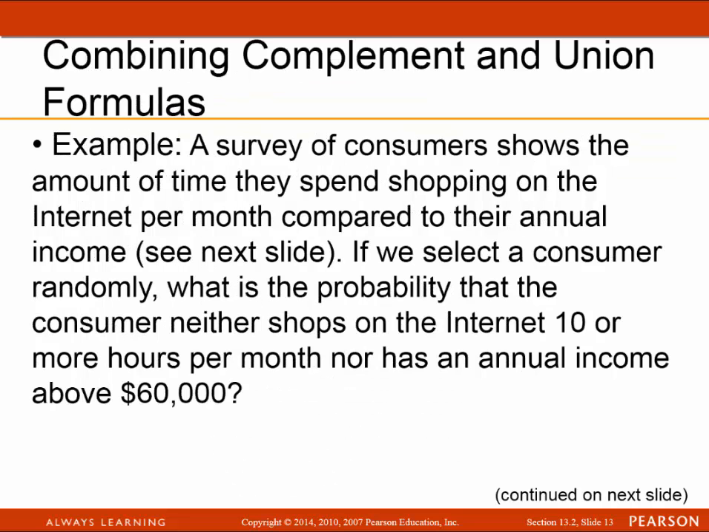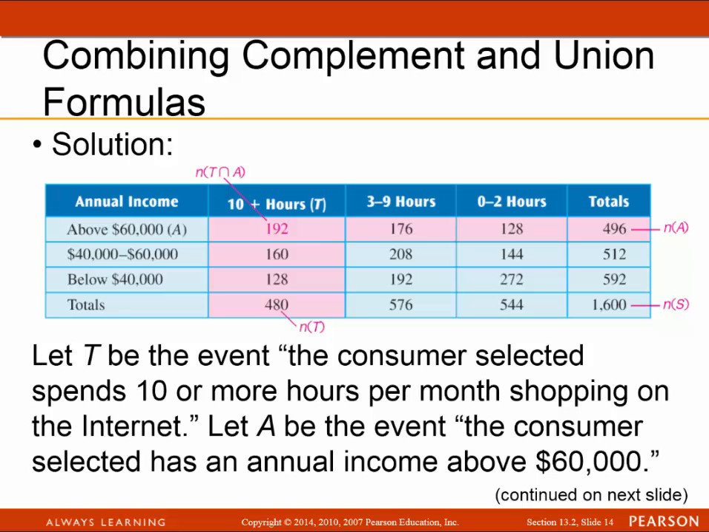Now, a survey of consumers shows the amount of time they spend shopping on the internet per month compared to their annual income. So if we select a consumer randomly, what is the probability that the consumer neither shops on the internet 10 or more hours per month, nor has an annual income above 60,000? So here we have the table. Here 10 plus hours is the N of T and A, which is 192. N of T is 480. Then N of A, which is income above, is 496. And in the total, the sample space is N of S.